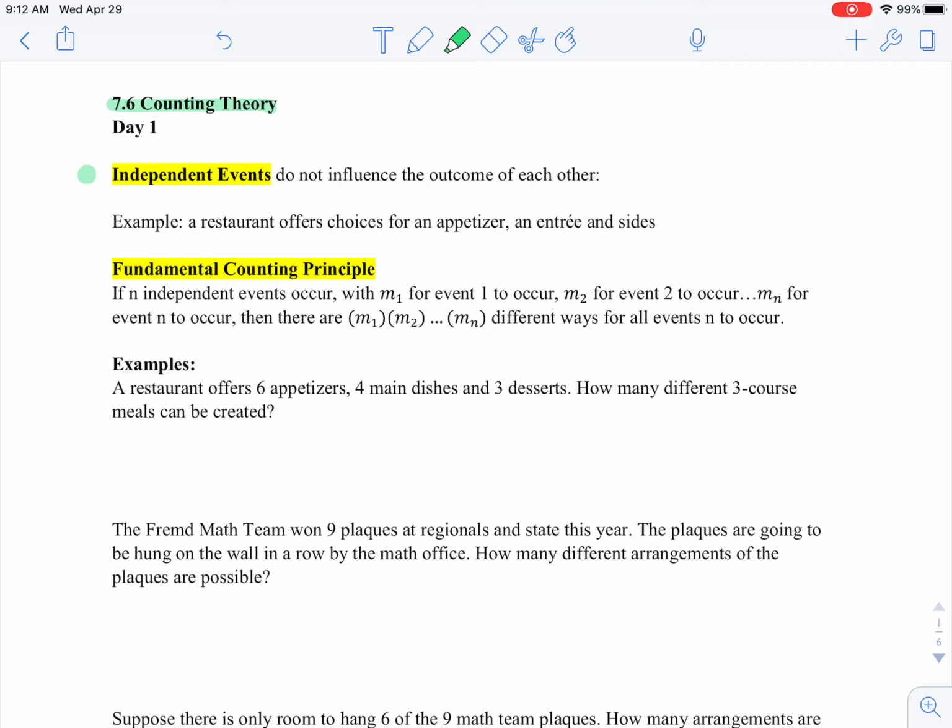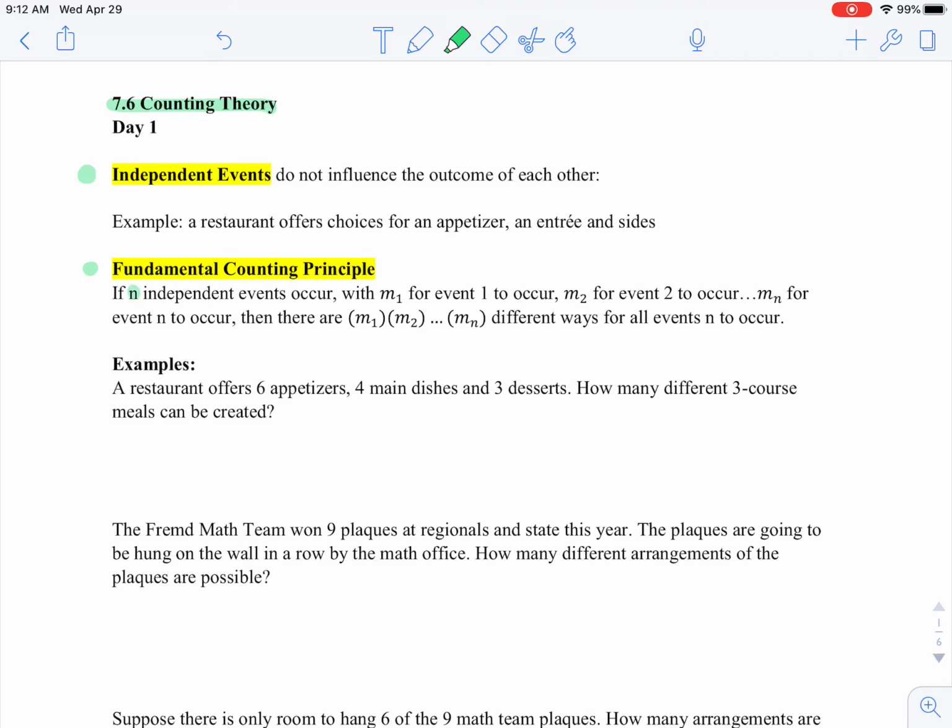So the first big idea here is independent events. Independent events are events that do not influence the outcome of each other. Okay? Such as if you go to a restaurant and you're going to order an appetizer, an entree, and a side, what I pick for my appetizer does not affect my entree, does not affect my side. Whatever I pick for the one doesn't choose what I pick for the other. When you have independent events, you can use something called the fundamental counting principle.